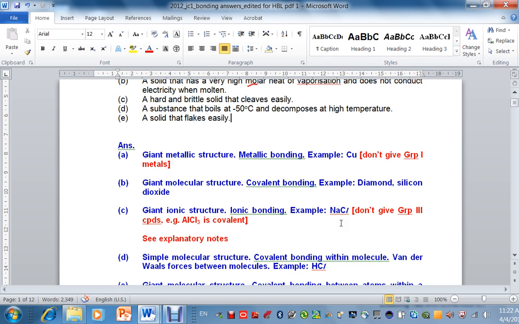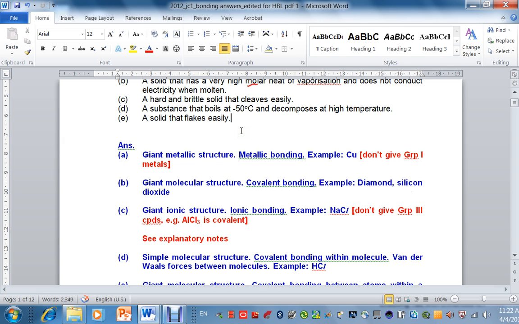For the example, you can give any common ionic compound, but I want to caution you, don't give group 3 compounds, because later you will learn that certain group 3 compounds are covalent. Even though the group 3 elements are metals, so they should form ionic compounds with non-metals, now at A level, you need to realize that not all the group 3 compounds are ionic. A common example you need to know is aluminum chloride, which is actually covalent, not ionic.